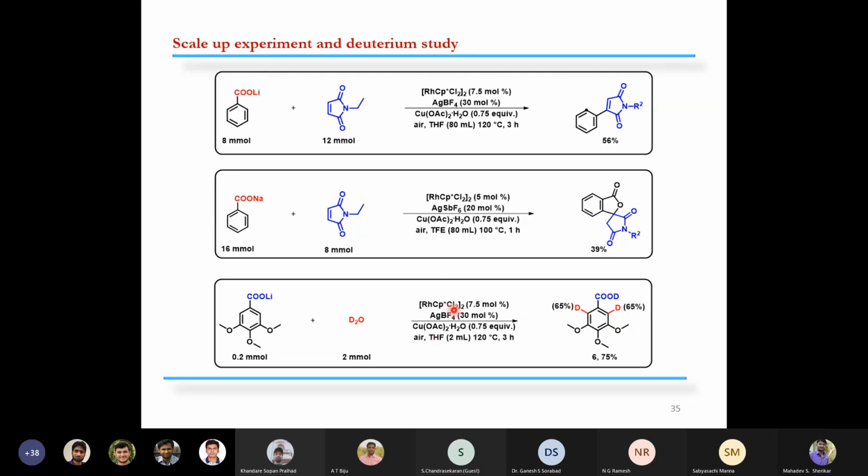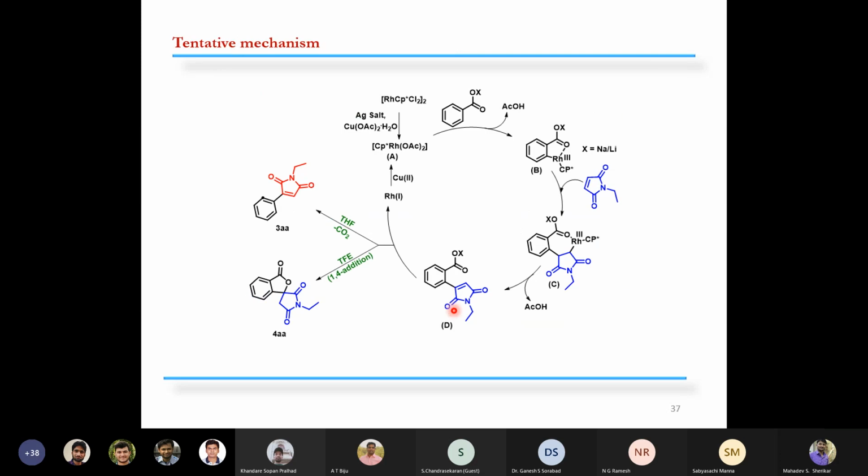So based on this control experiment and previous literature precedents, the mechanism I have shown here, and this mechanism is similar to what I showed in the previous chapter. In the first step, rhodium will undergo formation of the active catalyst A, which will form the Rhoda cycle by CH activation, and this will coordinate with maleimide and form the intermediate C. This intermediate C, on E2 type elimination, will form this Heck type intermediate.